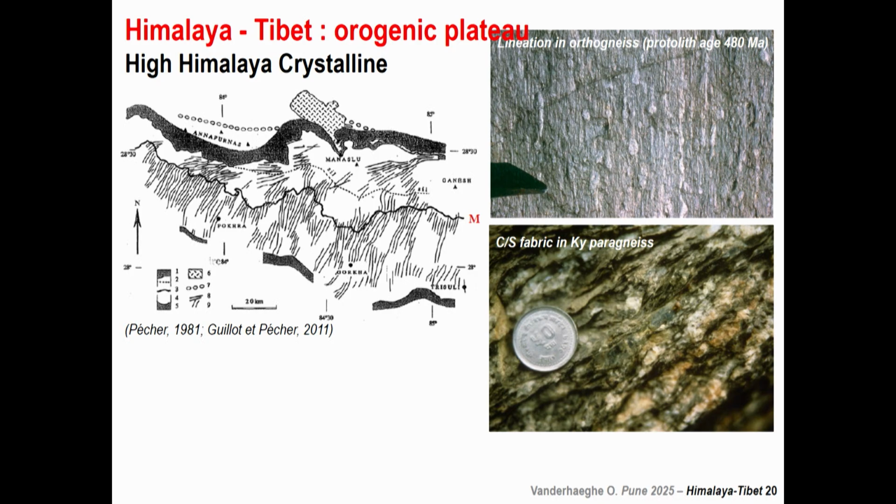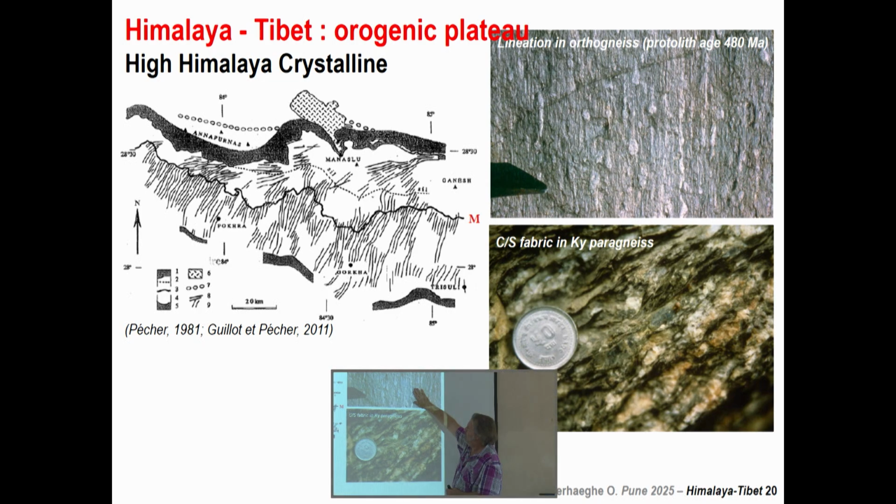So first you have two different lithologies, orthogneiss with a protolith age of 480 million years, which is Ordovician, with a strong lineation. So that's representative of stretching of the rock. That's the x-axis of the strain ellipsoid, which is on top of the foliation, and the foliation is the x-y plane, perpendicular to z, the shortening direction. That's how you reconstruct the strain ellipsoid in the field.